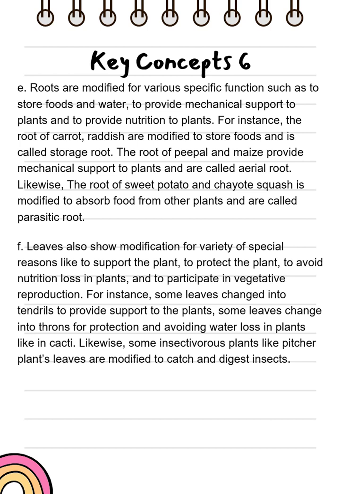Likewise, the roots of sweet potato and chayote squash are modified to absorb food from other plants and are called parasitic roots. Leaves also show modification for a variety of special reasons, like to support the plant, to protect the plant, to avoid nutrition loss in plants, and to participate in vegetative reproduction. For instance, some leaves change into tendrils to provide support to the plants, some leaves change into thorns for protection and avoiding water loss in plants, like in cacti. Likewise, some insectivorous plants like pitcher plants have leaves modified to catch and digest insects.